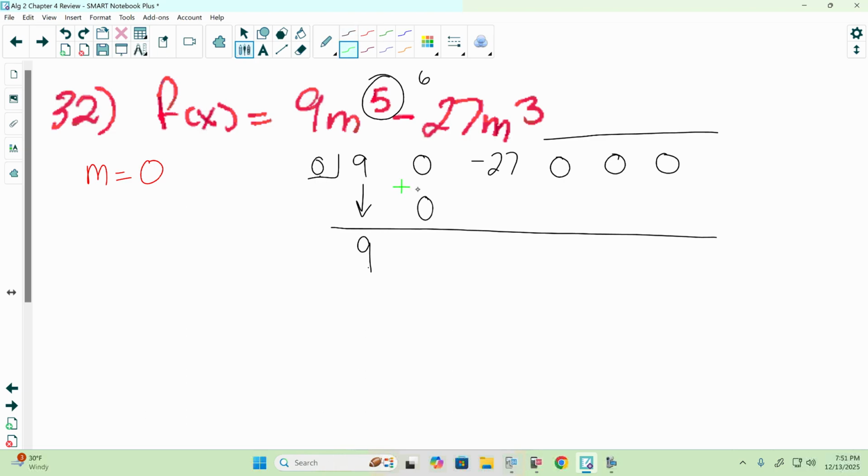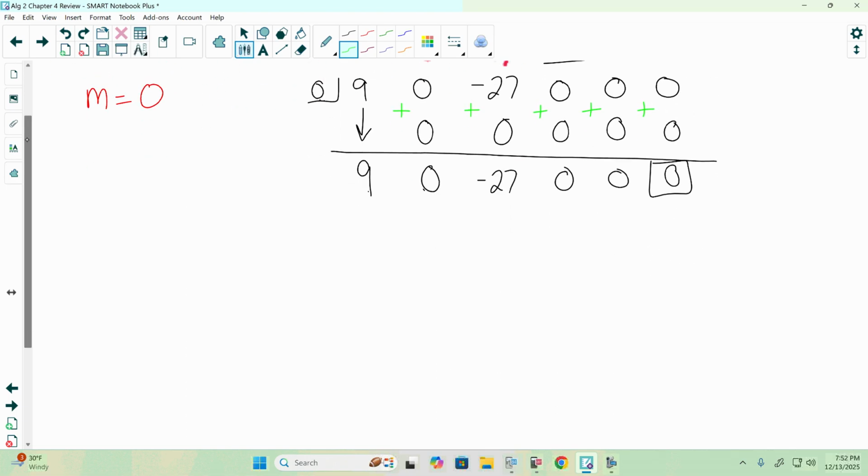0 plus 0 is 0. 0 times 0 is 0. Negative 27 plus 0 is negative 27. 0 times negative 27 is 0. 0 plus 0 is 0. 0 times 0 is 0. 0 plus 0 is 0. 0 times 0 is 0. And 0 plus 0 is 0. Our last number is the remainder. So 0 is a solution.